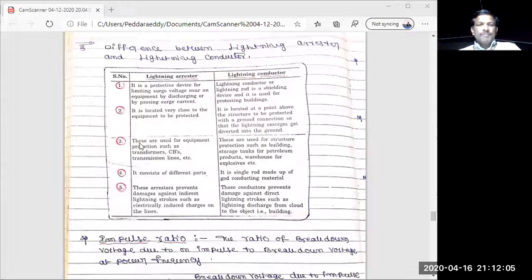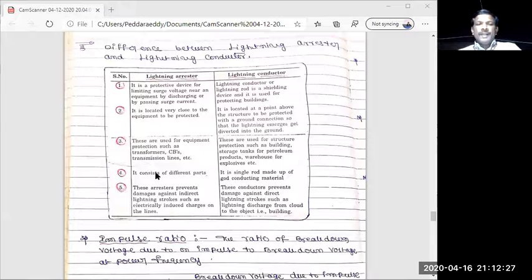Coming to lightning arrester, these are used for equipment protection such as transformers, circuit breakers, transmission lines, etc. And these are used for structure protection such as buildings, storage tanks for petroleum products, warehouses for explosives, etc.